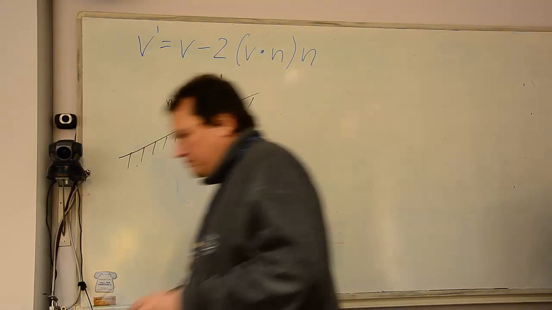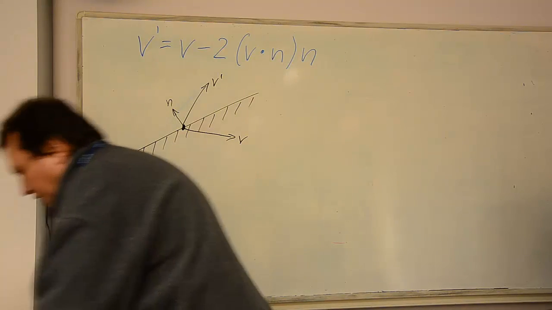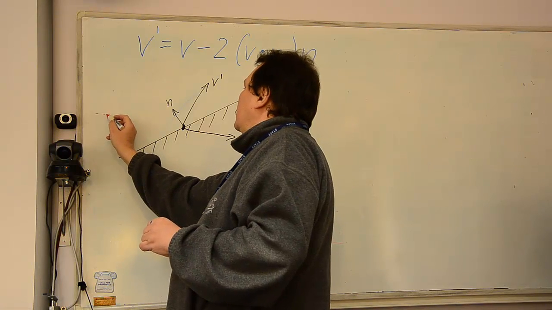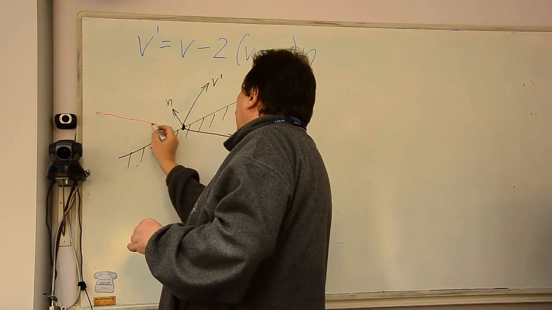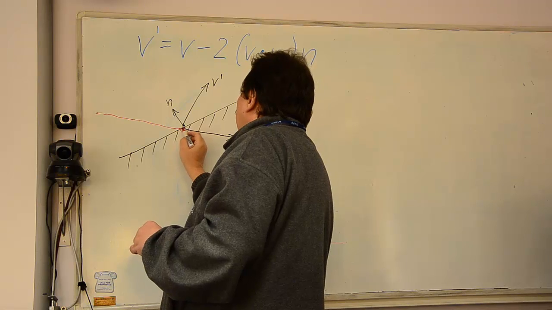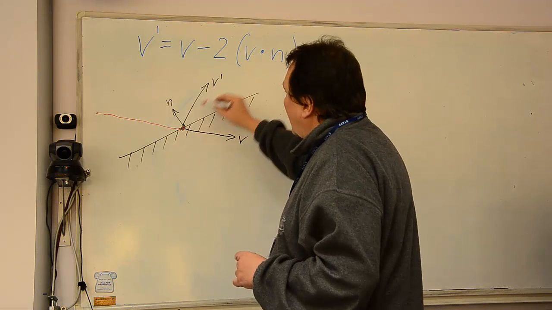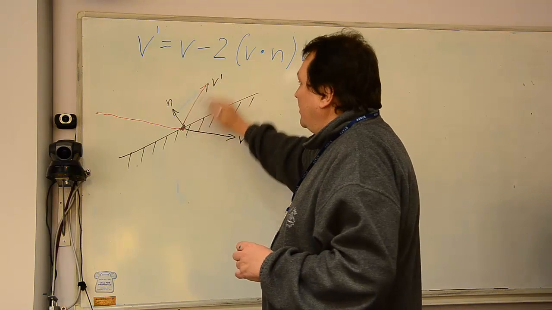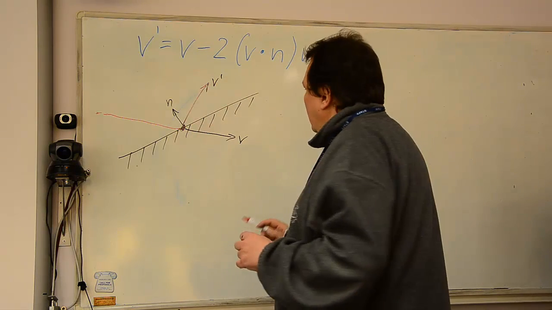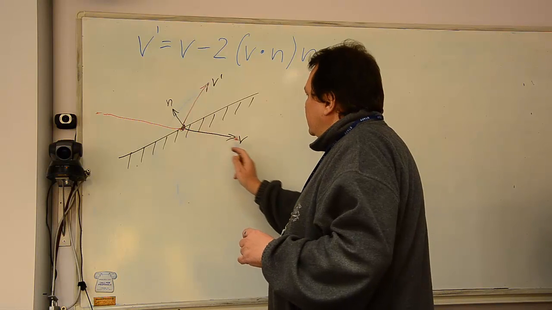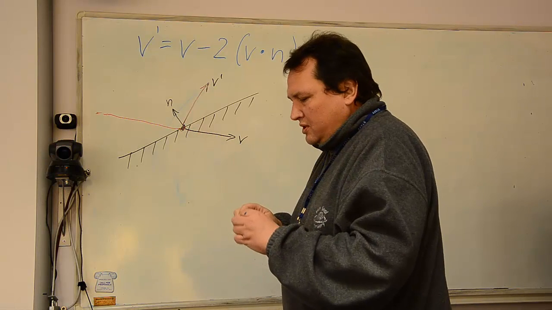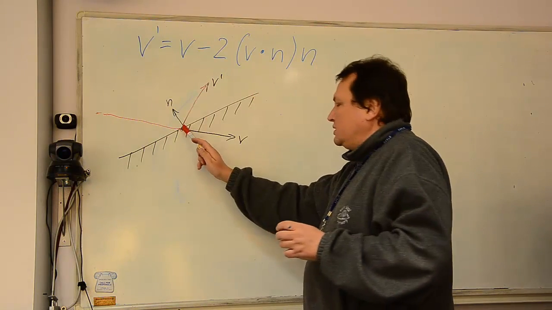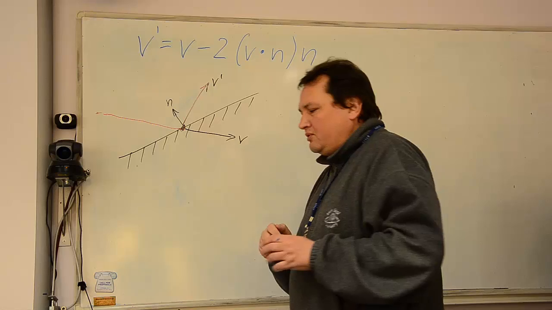The real trajectory of this object is of course somewhere here, so the object is flying this way. Here it is hitting the surface, and then it will follow v prime, the final velocity. This vector here shows the initial velocity, the velocity of this object in the moment when it hits the obstacle.